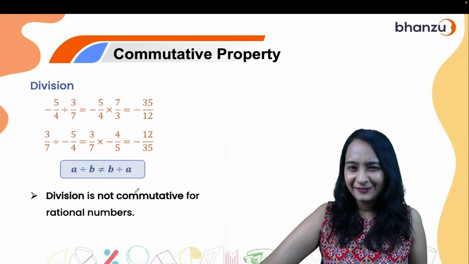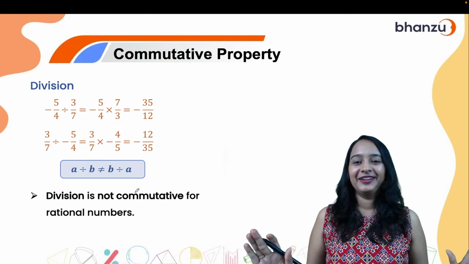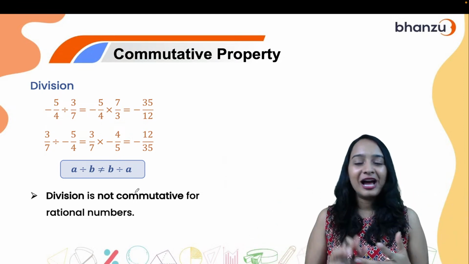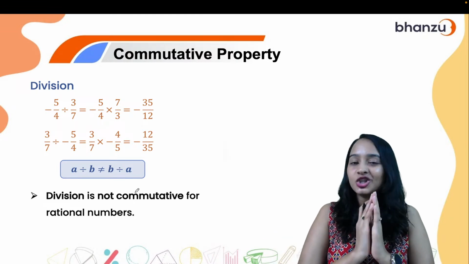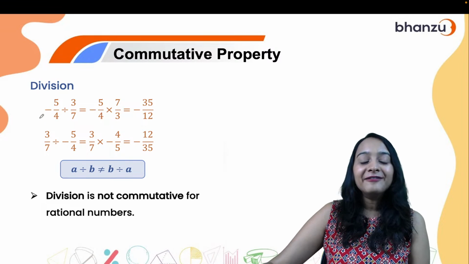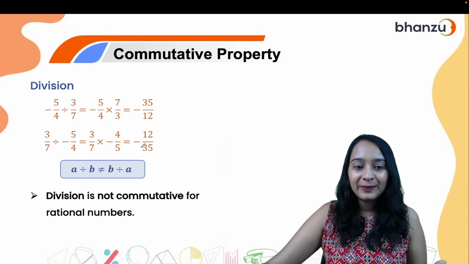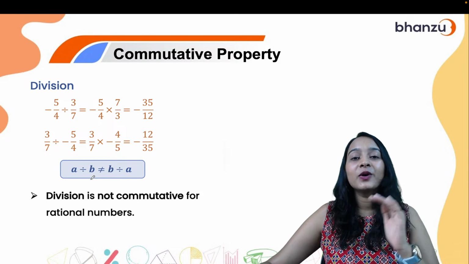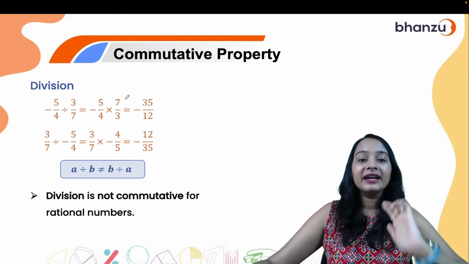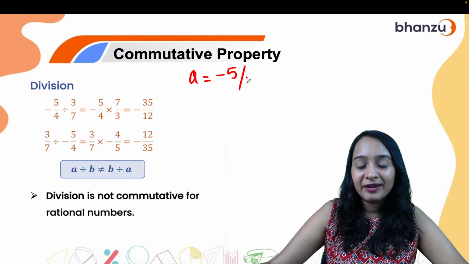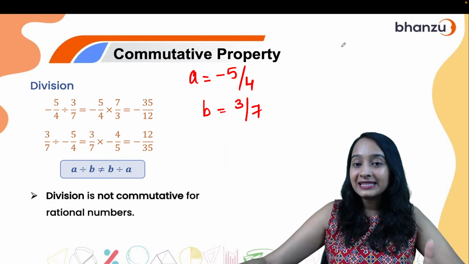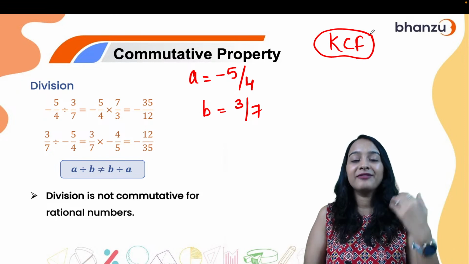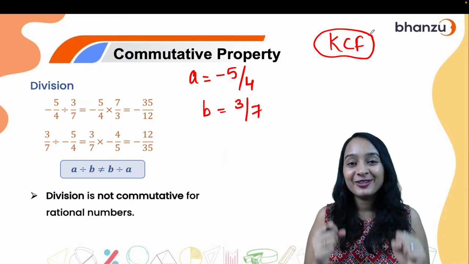But do you think division is commutative? No. For integers, whole numbers, rational numbers, division is never commutative. Subtraction is never commutative. So if I divide two integers or two rational numbers in any order, the answers are going to be different. When I divide, if I am taking my a to be minus 5 by 4 and b to be 3 by 7, a by b, remember the KCF rule, keep, change and flip. We have already spoken about this when we were talking about the operations of rational numbers.